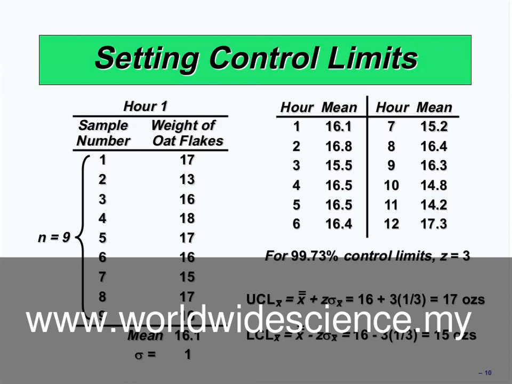The variable that should be checked here is weight. The unit of weight used here is ounce. It can be gram, it can be kilogram, and so on. The weight is very important because the weight of the oat flakes produced by this machine should not be less than a specific amount and should not exceed a maximum specific amount.